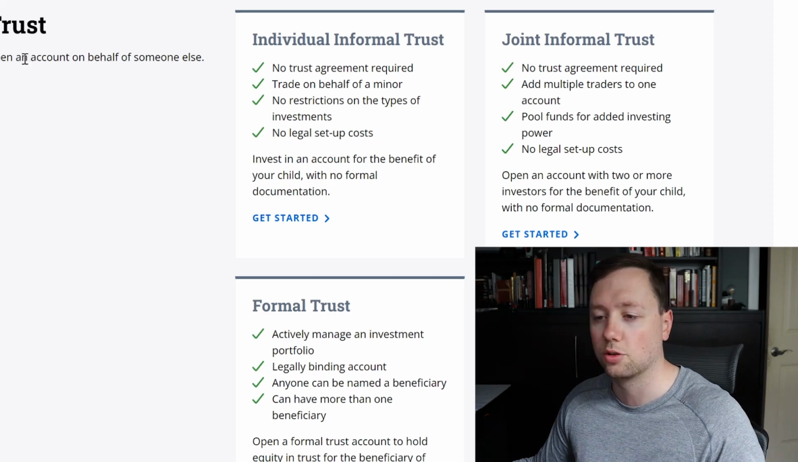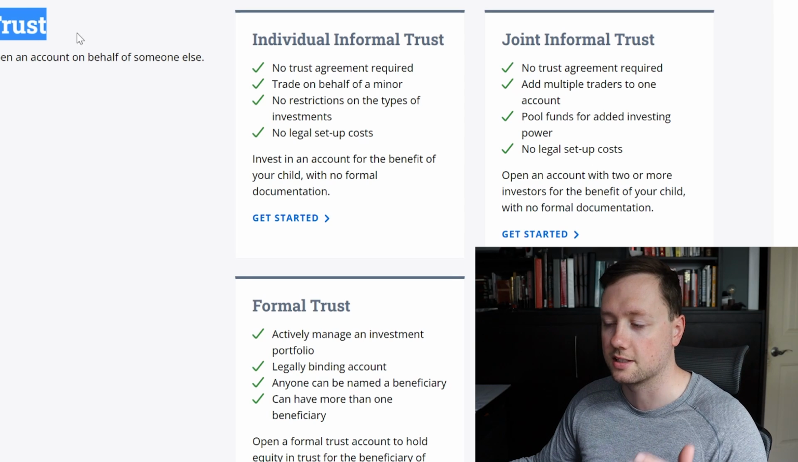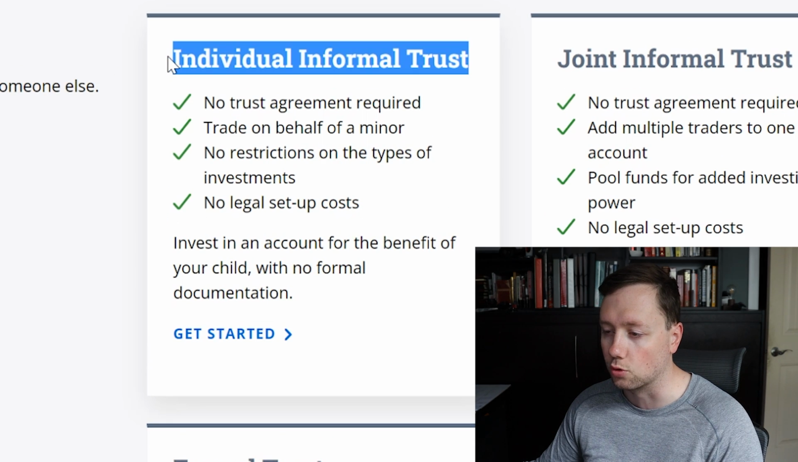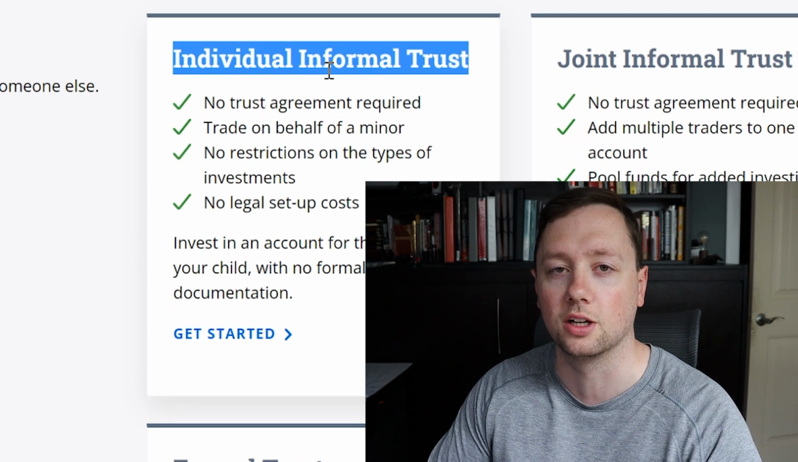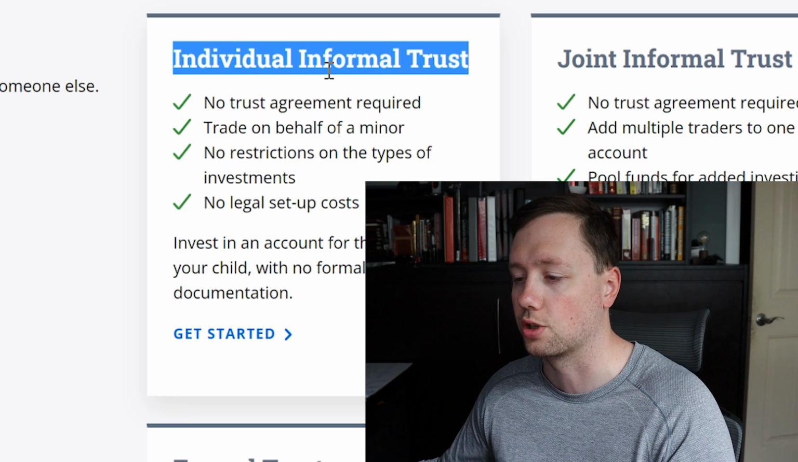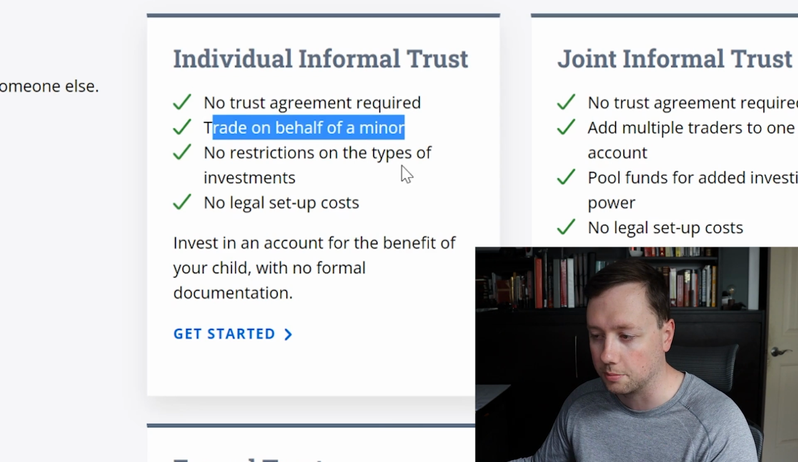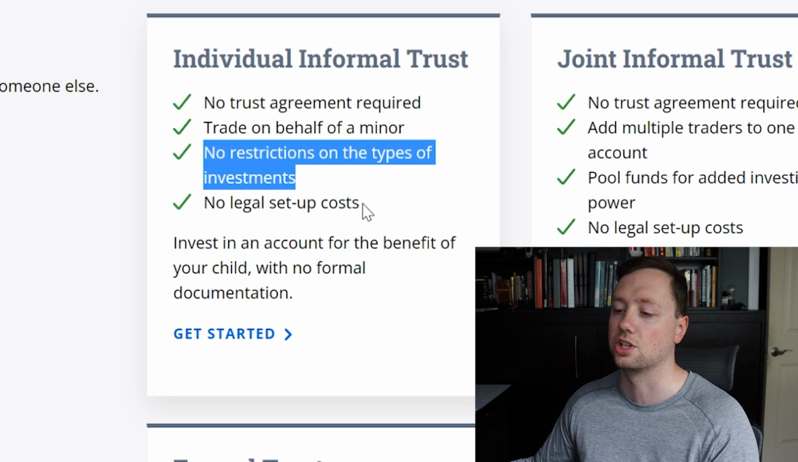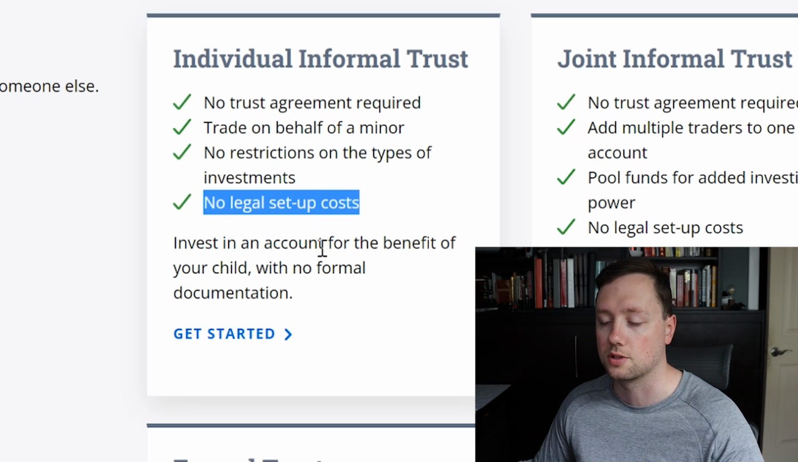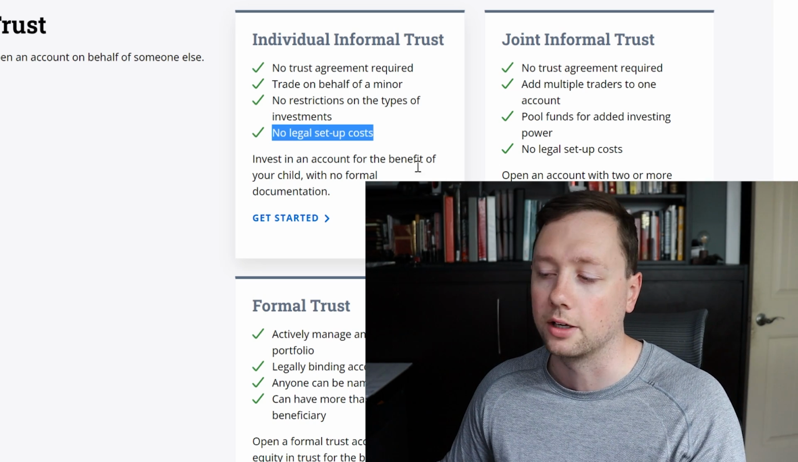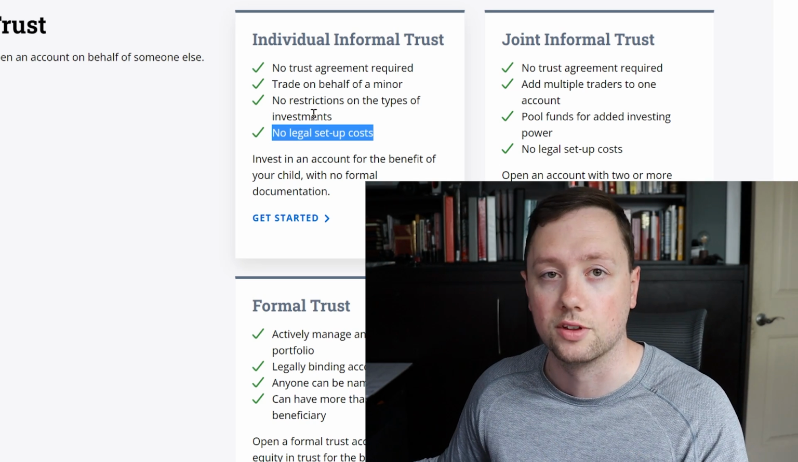Okay, so here's what the account looks like on Questrade. You can see that it is considered a trust, and the one that most people would go for is the individual informal trust. Informal just means that you don't need a lawyer to write up the documents for the trust, and it's really nice because, as you can see, no agreement required. You can trade on behalf of a minor. There's no restrictions and there's no legal setup costs. So it's basically the same as opening a regular account, but you're doing it on behalf of a minor, and it's very, very similar on all of the other platforms.